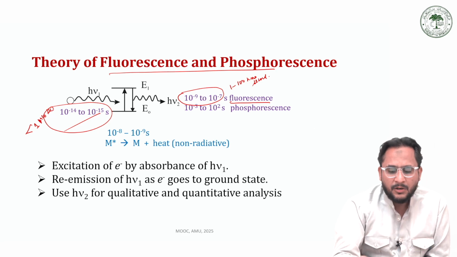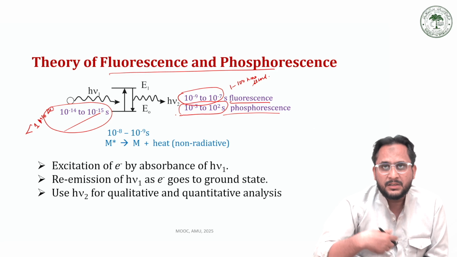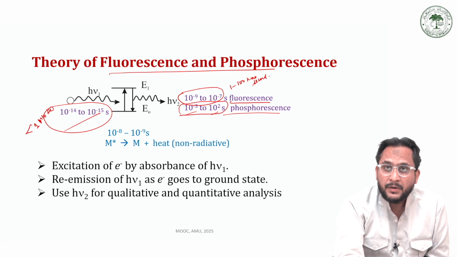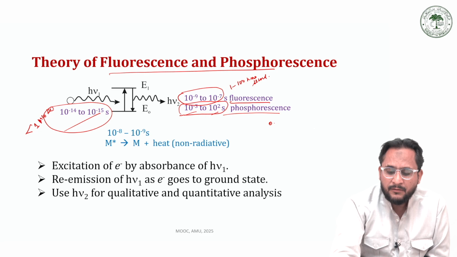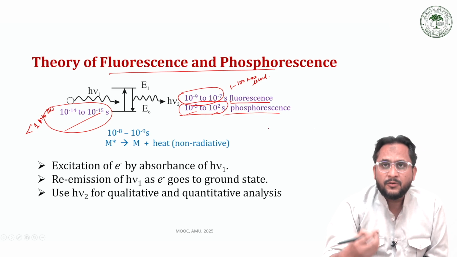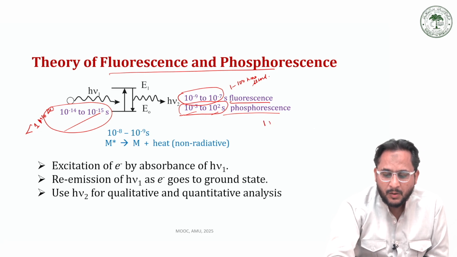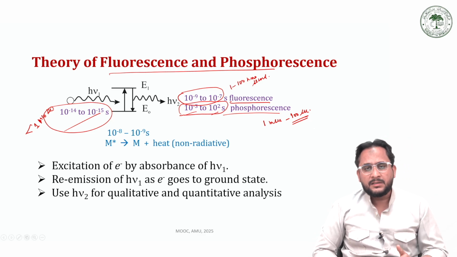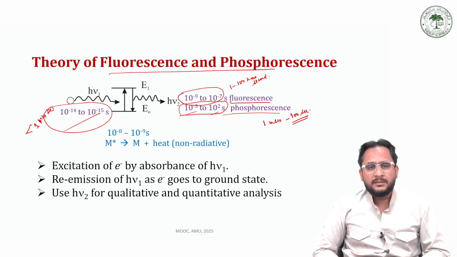Very fast phenomenon. On the other hand, phosphorescence is a long-lived phenomenon, and the light is emitted for a longer period of time. The time ranges from 10 raised to the power minus 3 to 10 raised to the power plus 2 seconds. Means for phosphorescence, the time lapse is from 1 millisecond to 100 seconds. So we can witness phosphorescence even up to 100 seconds after the incident light is removed.